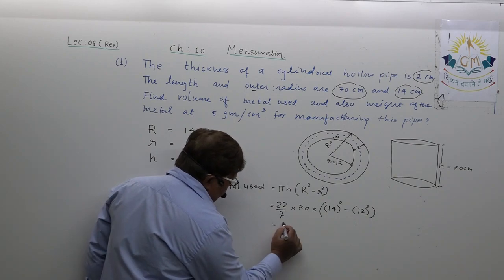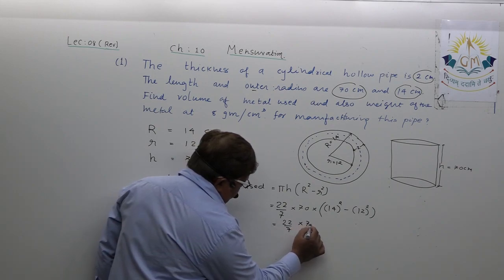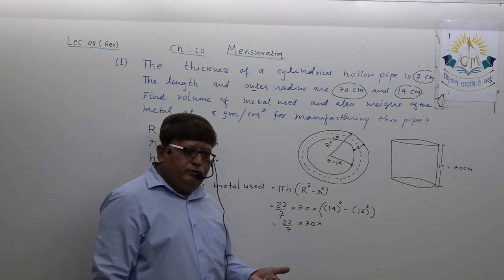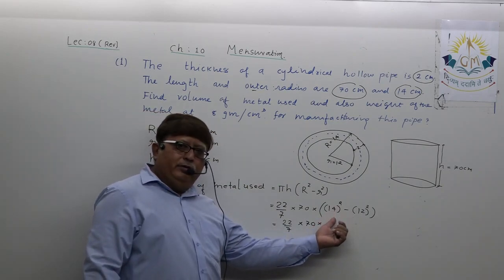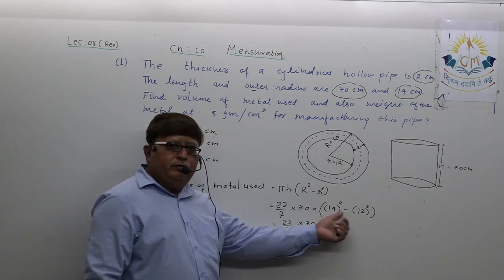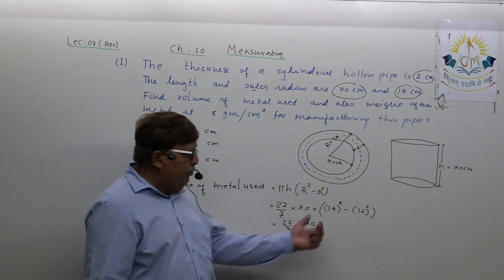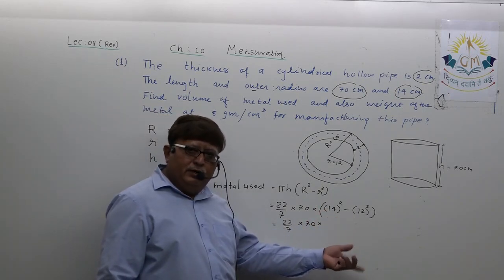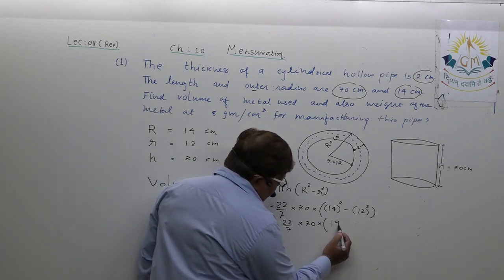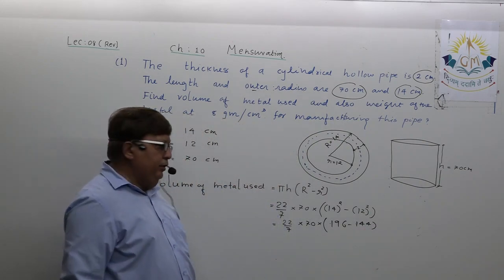This is equal to 22 upon 7 into 70 into. Now here, dear student, there are two ways. Either you find the square of both and subtract, means 196 minus 144, or you can do one time plus, one time minus and then solve. It's your choice. 196 minus 144.